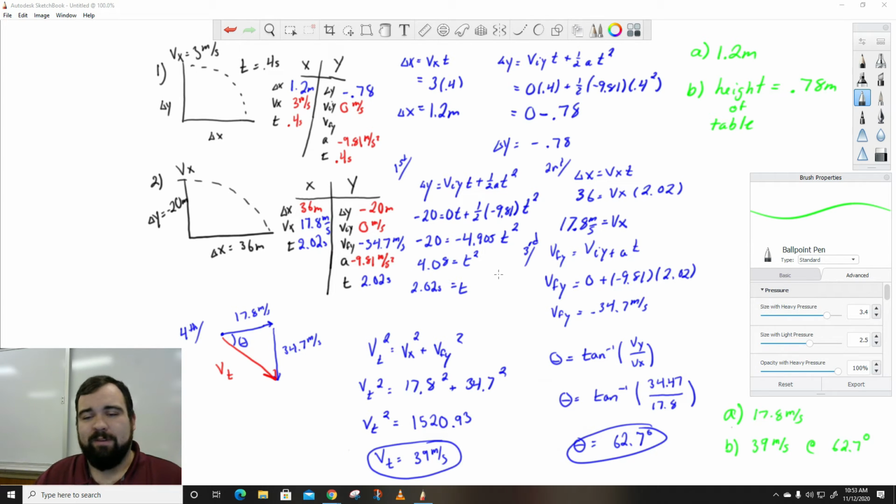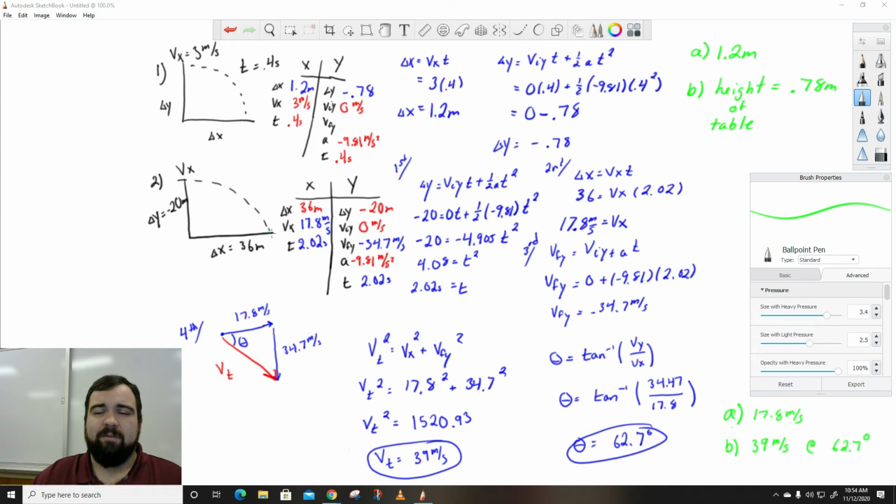Now for the second part, we're looking for the total velocity, or the total speed, and the angle of impact. So to figure that out, we need to know both components of the velocity, because that Vx is going to remain constant throughout the entire motion at 17.8 at the beginning, 17.8 in the middle, and at the end.